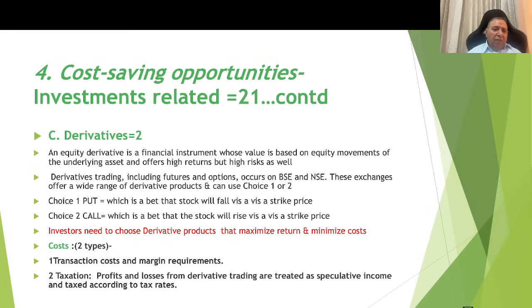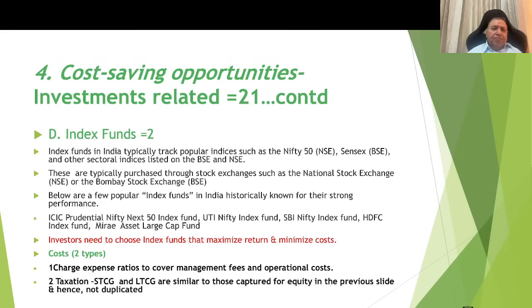These exchanges offer a wide range of derivatives products and an investor can use either choice one or choice two. Choice one is the put option, which is a bet that stock will fall vis-a-vis strike price, and choice two, call option, which is a bet that stock will rise vis-a-vis the strike price. Investors need to choose these derivative products very carefully that maximize return and minimize the cost. Now, costs are transaction costs and margin requirements, and number two, taxation, which is similar to the one earlier, but here the profit and losses from the derivative trading are treated as speculative income and taxed accordingly to tax rates.